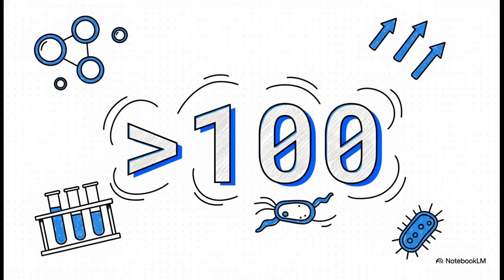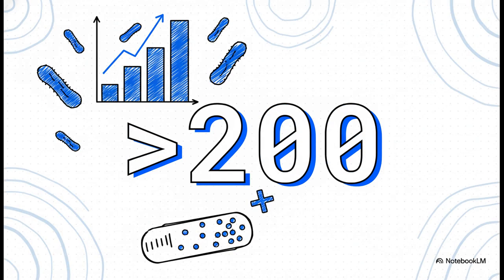So what do we mean by high? Well, for the O-agglutinins, a titer greater than 100 is generally what we consider clinically significant in an endemic area. That's a key number to remember for your exams. And for the H-agglutinins, the bar is set a little higher. Here, you're looking for a titer greater than 200 to call it significant. So just to recap, that's over 100 for O and over 200 for H.